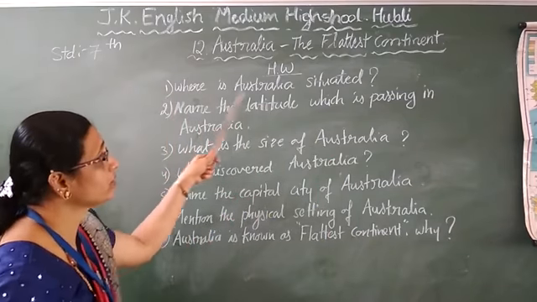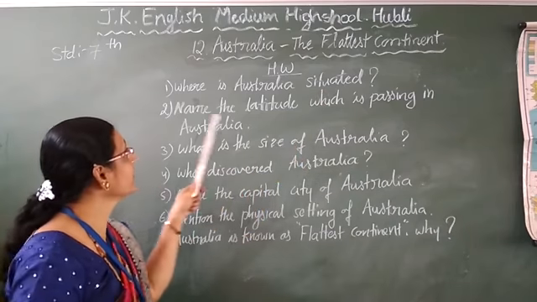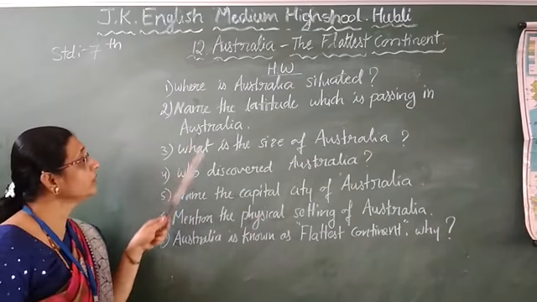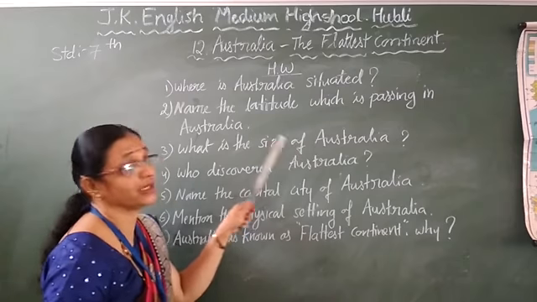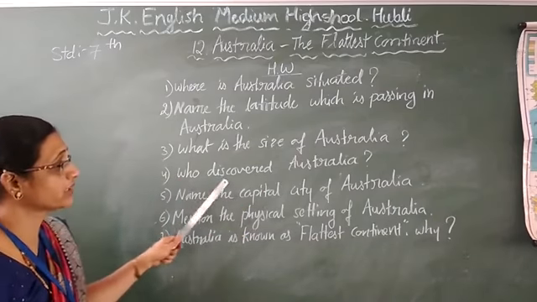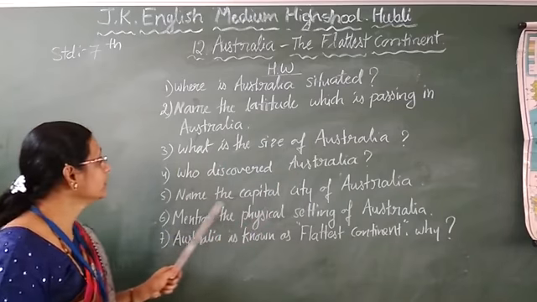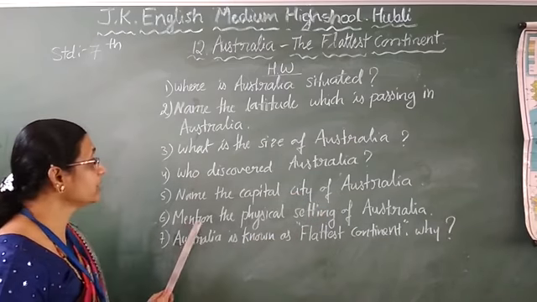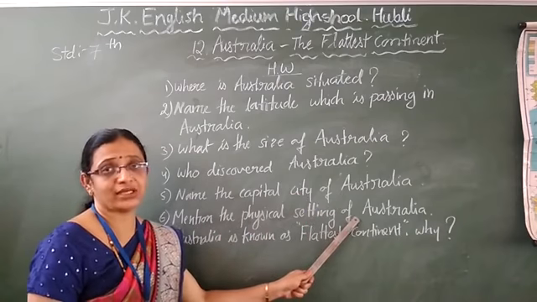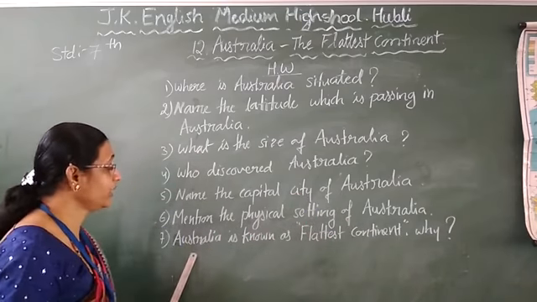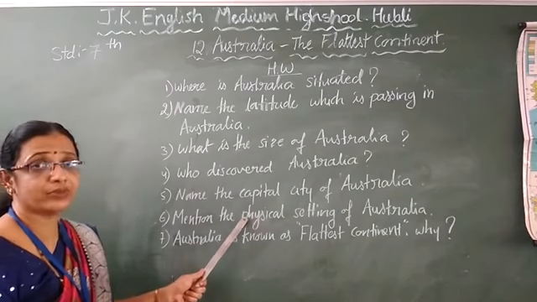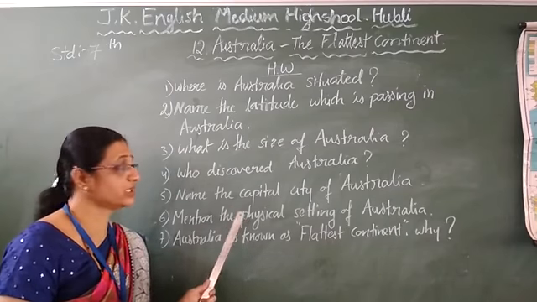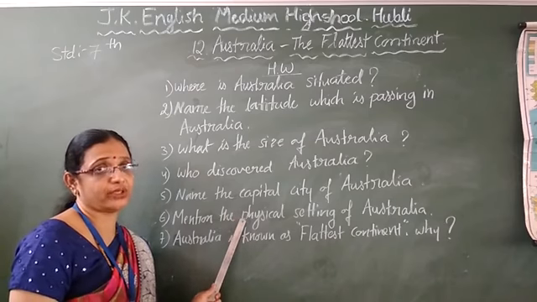That is, where is Australia situated? Second question, name the latitude which is passing through Australia. Third, what is the size of Australia? Fourth question, who discovered Australia? Then name the capital city of Australia. Mention the physical setting of Australia. Australia lies between the Indian Ocean and the Pacific Ocean, and which water bodies surround Australia, that we have to write.